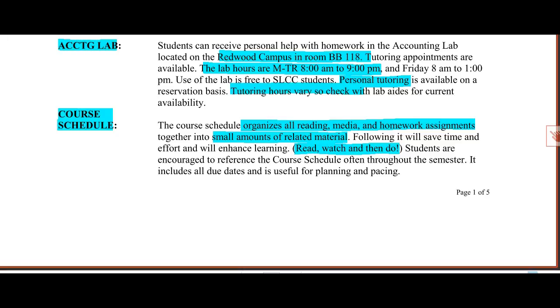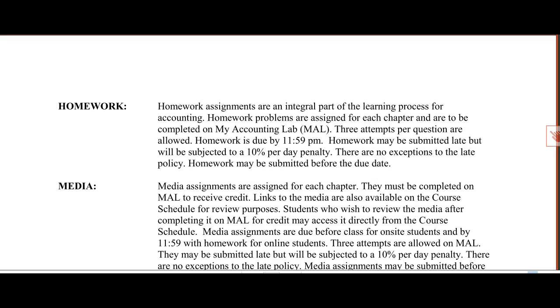You're encouraged to reference the course schedule really almost daily. It is a wonderful planning and pacing tool. Let's scroll down. Talking a little bit about homework. Homework assignments are an integral part of learning accounting. There's nothing natural about accounting, so you learn accounting by doing accounting. Some people say you learn it at the end of a pencil.